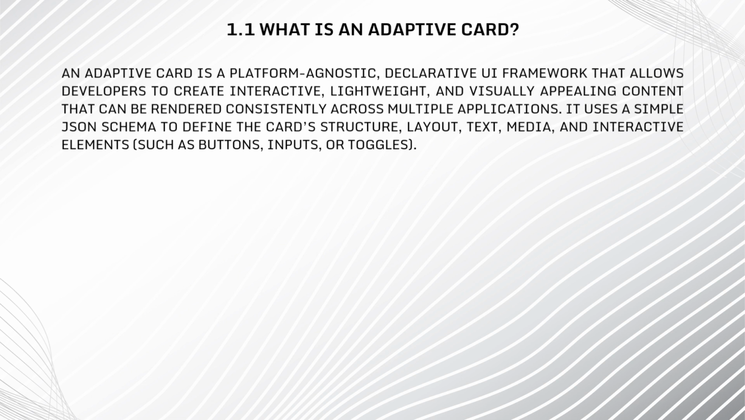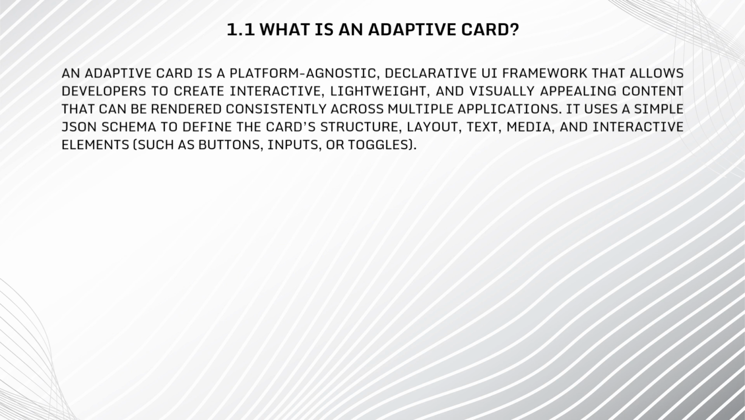Platform-agnostic means that the same card can work across different platforms, whether it's Microsoft Teams, Outlook, your web application, or even a mobile app. You write it once, and it adapts to each platform's native look and feel. Declarative means you describe what you want, not how to build it. Instead of writing complex UI code for each platform, you simply describe your card structure in a simple format. Interactive and lightweight means these cards can include buttons, input fields, images, and other interactive elements, but they load quickly and don't consume excessive resources.